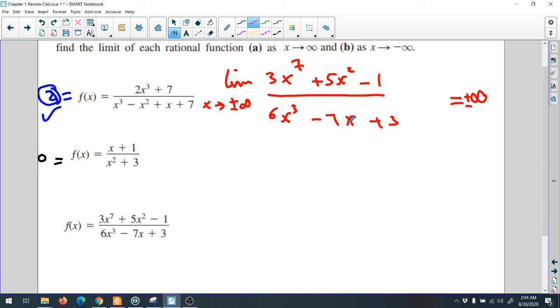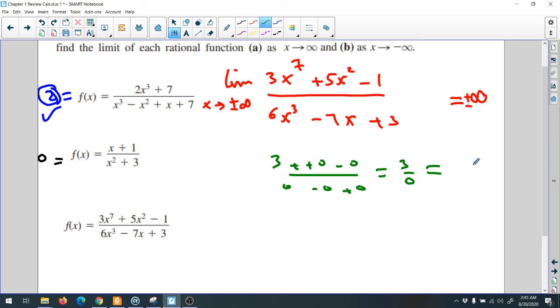When you divide all by x to the 7, you will see that 3x to the 7 over x to the 7 will be 3. And all the others will be zeros, because this will be 5 over infinity, 1 over infinity, 6 over infinity, 7 over infinity. All will be 0. If it's positive infinity, then it will be positive 3. If it's negative infinity, it will be negative 3. Finally, it will be 3 over 0.